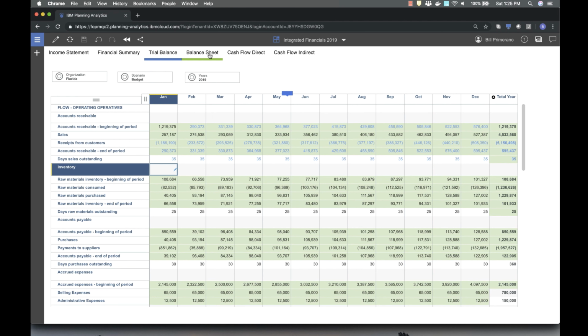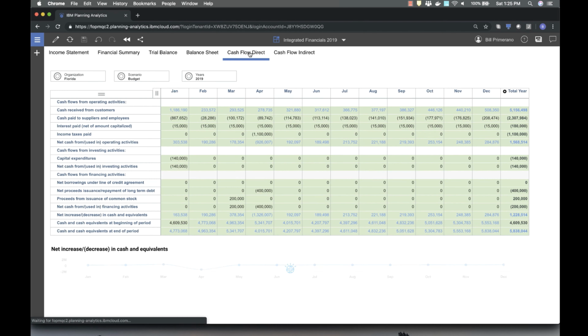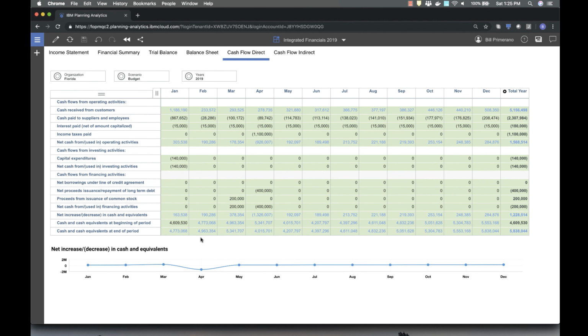Let me see what I can do now on my balance sheet. Am I making positive cash? Yep, I'm taking my total assets, coming right back up here. And on my cash flow, yeah, there we go. And there's that $1 million tax payment.